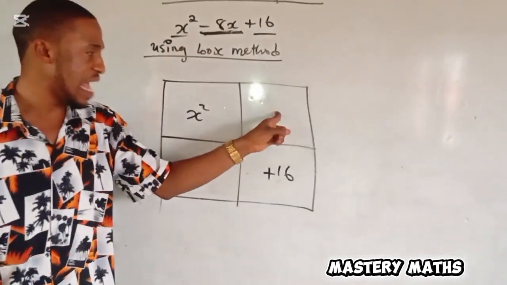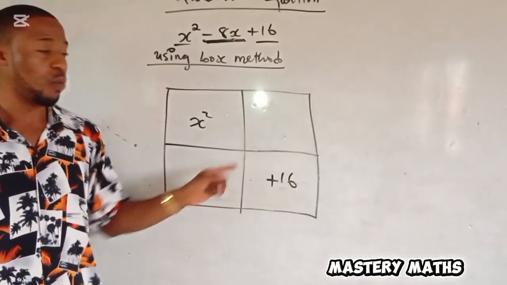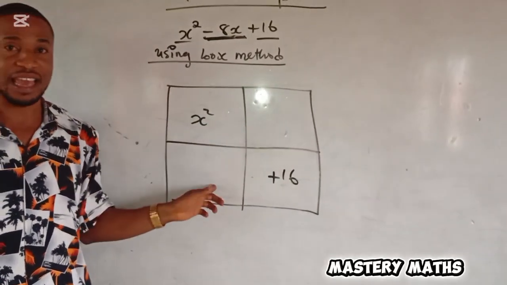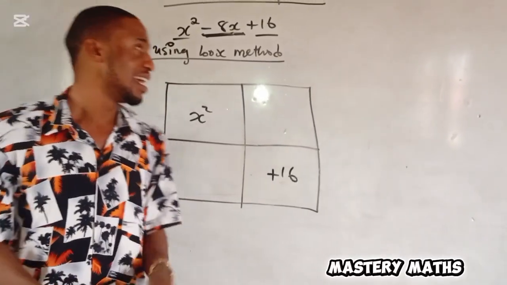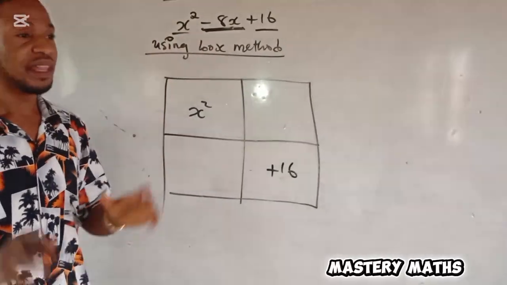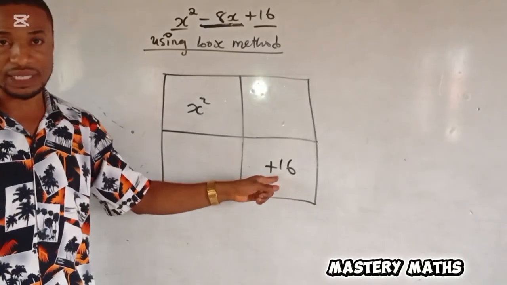What should you put here and here? I know you start imagining what will be the next thing. It's like magic, but let's do this. Now, you have minus 8x there. The next thing that comes to your mind, look at that plus 16 here.